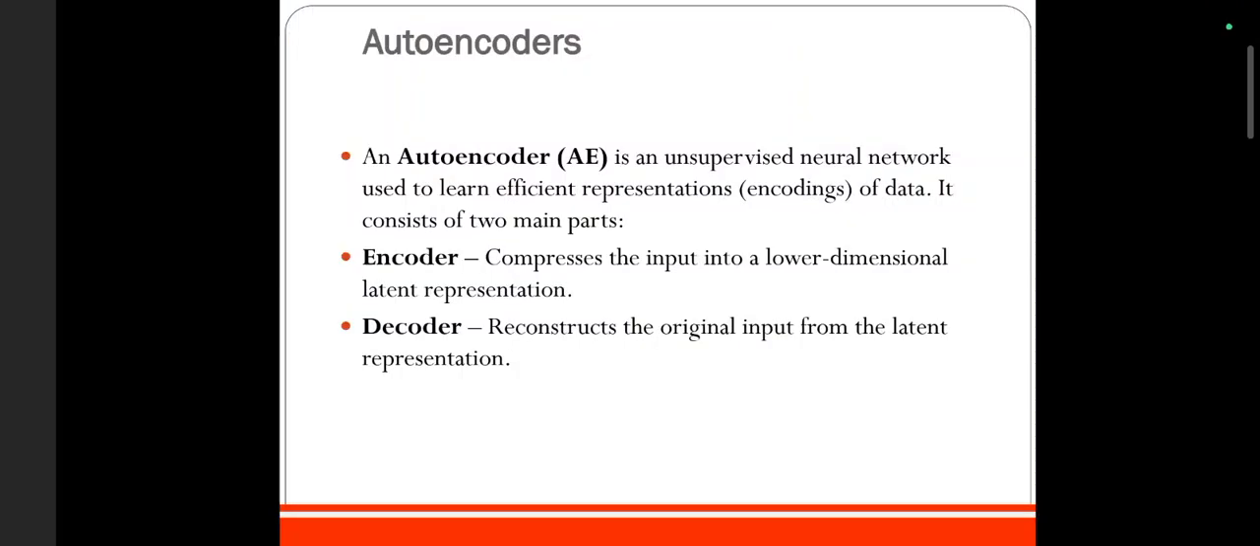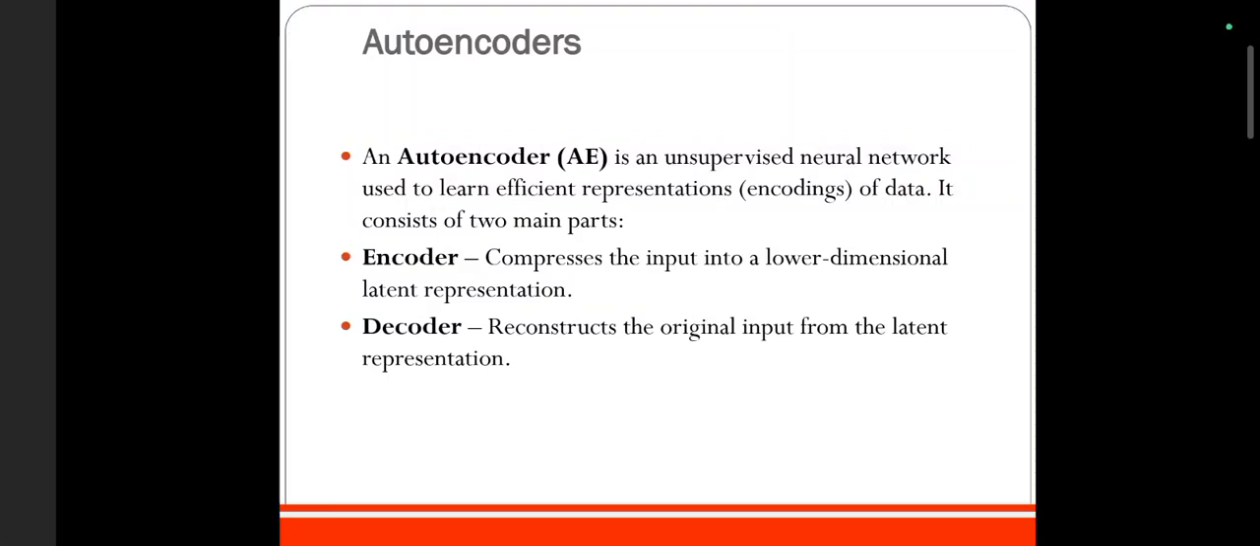So what is an autoencoder? An autoencoder is also called an AE. It is an unsupervised neural network that learns efficient representations of data without requiring labeled examples. It consists of two important components.